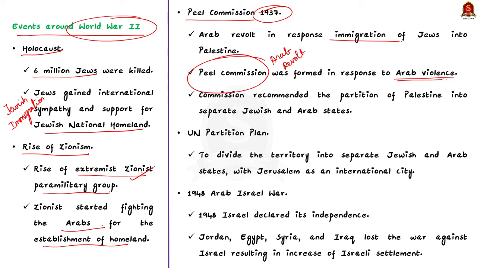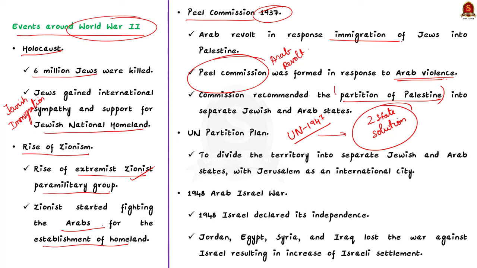The commission recommended that partition of Palestine into separate Jewish and Arab states was the only solution. So this is the first time the two-state solution was proposed. We all know that after World War II, the United Nations was created. So in 1947, the United Nations proposed a two-state solution. This is also called the UN Partition Plan.